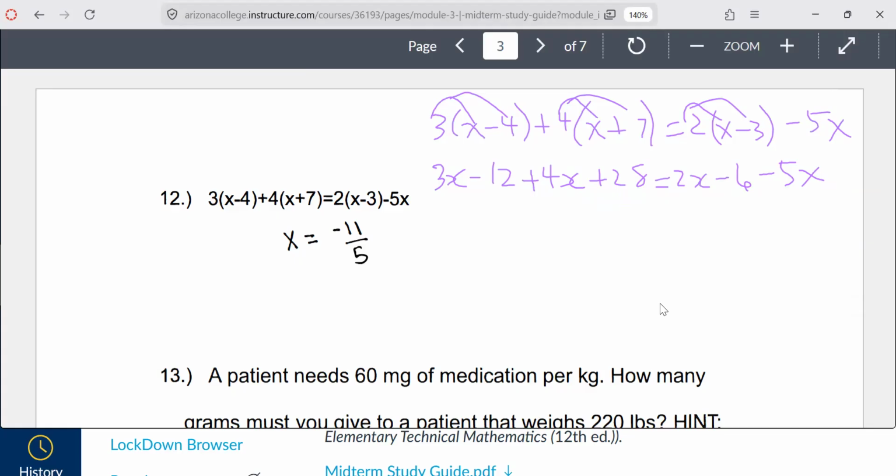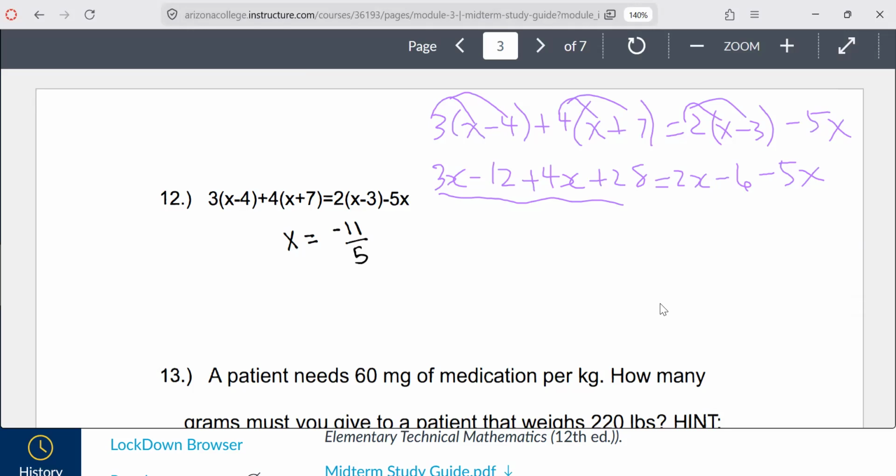Now, on the left, because I have some like terms like 3x and then 4x, I could add them, right? So fix your home first before you go into somebody else's home. So you're fixing your home. That is, fix everything on the left side before you look at the right side. The right side would also fix its own problems.